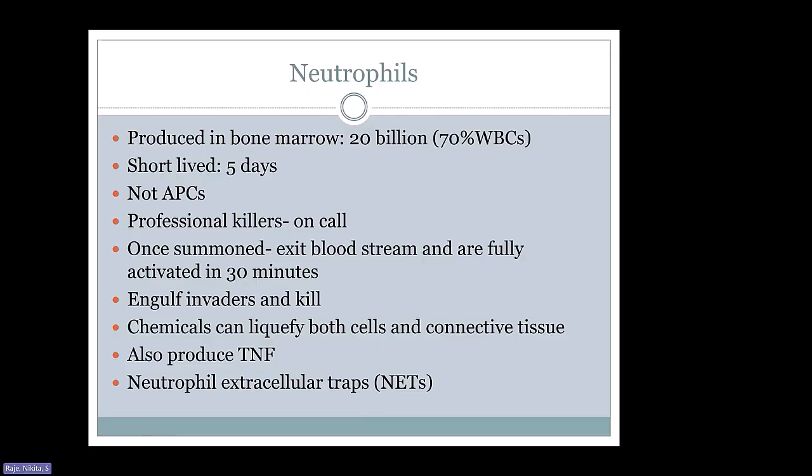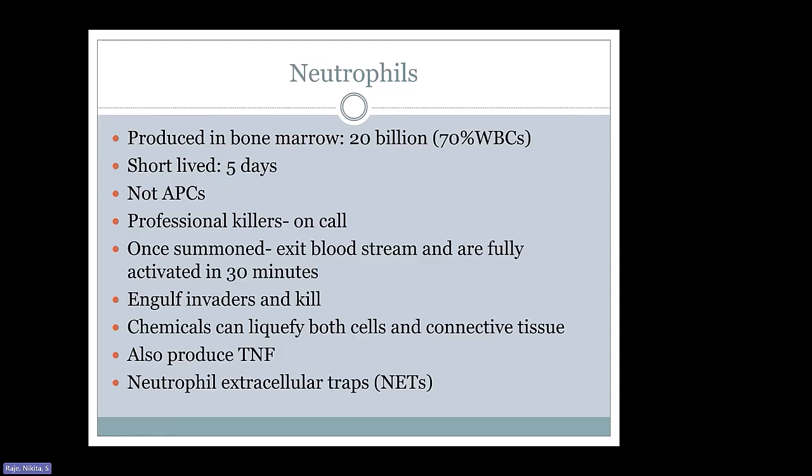There are chemicals that can liquefy both the cells and the connective tissue that are released from the neutrophils, so they produce that chemical that gives rise to that liquefaction, and that produces the pus. They also produce cytokines like TNF.